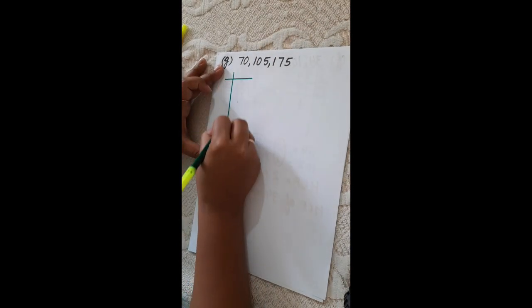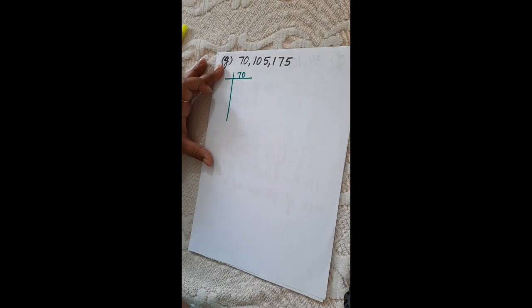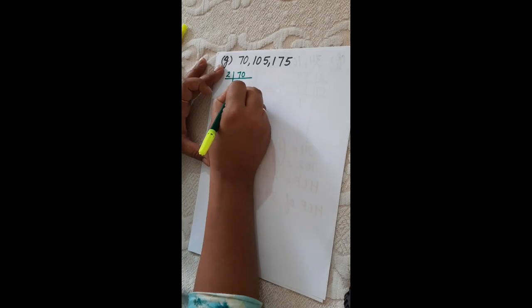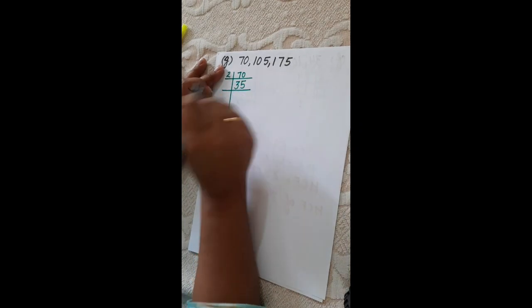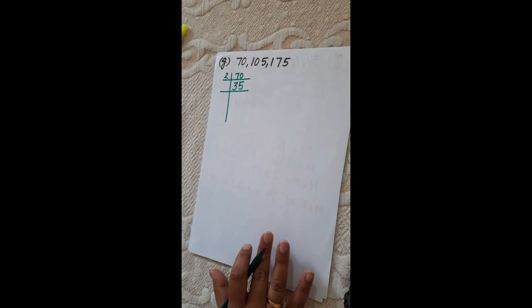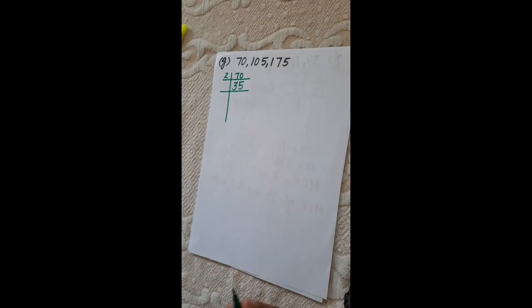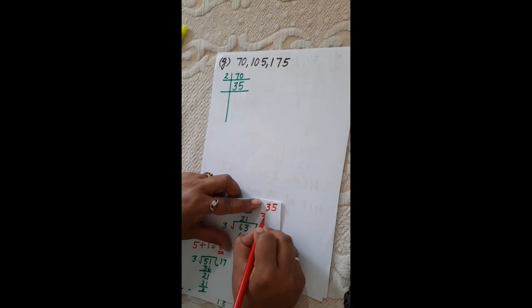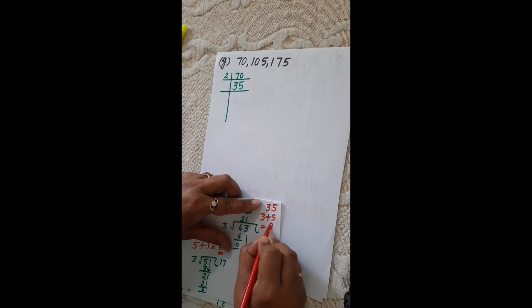Firstly, solve the prime factorization of 70. Here the last digit is 0, so it is divisible by 2. So we have 2 3s are 6, 2 5. Then we have 35. So if I have to check whether 35 is divisible by 3 or not, for this just add 3 plus 5. We have 35 now. 3 plus 5. After adding I will get 8.